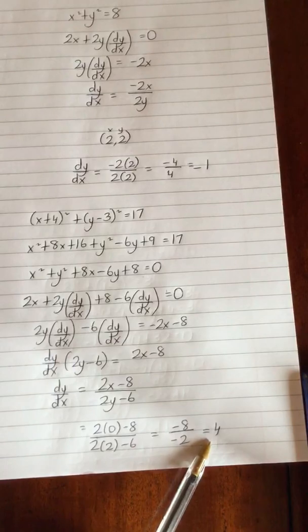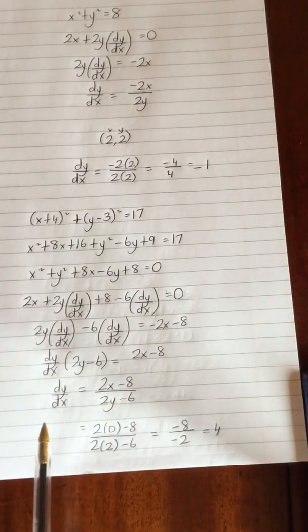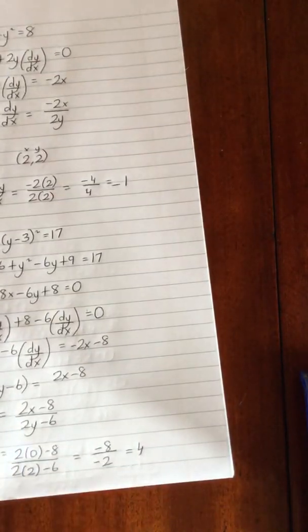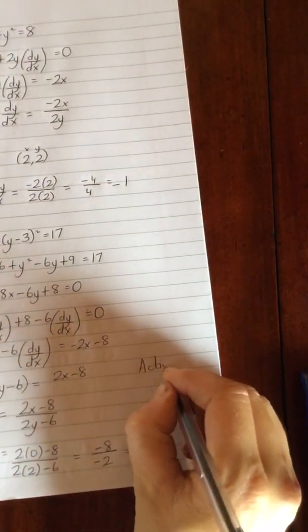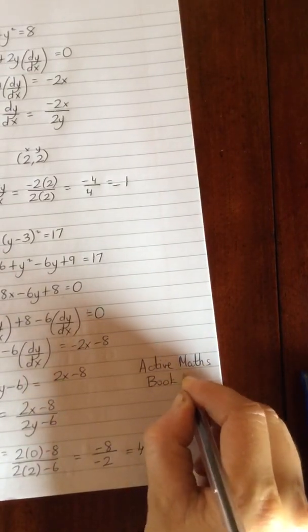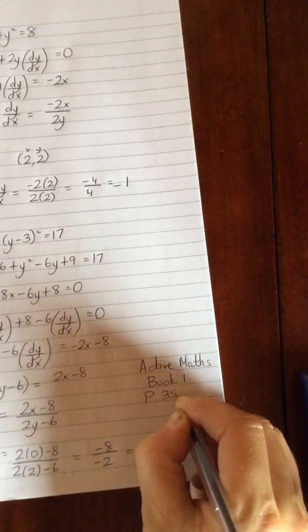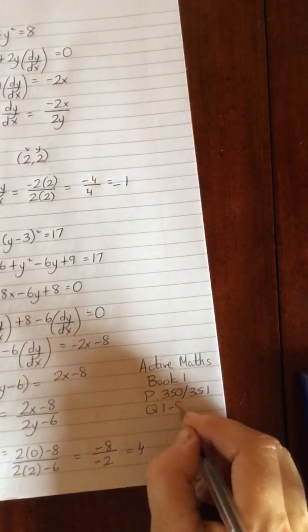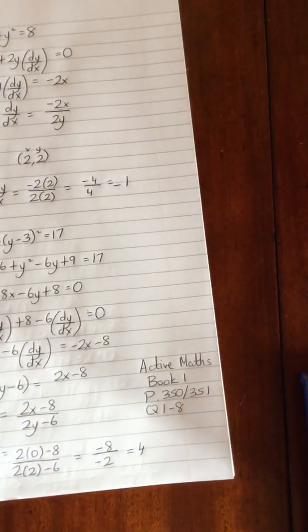Now, because there's no past exam paper questions to give you here, or anything like that, the only book that I have that has questions is Active Maths. So Active Maths, book 1, page 350, 351, question 1 to 8. Okay, that's the only book where there seems to be some practice questions on implicit differentiation. Really, really important that you get them done because they're the only practice you have for this topic that's yet to be examined on the actual Leaving Cert.